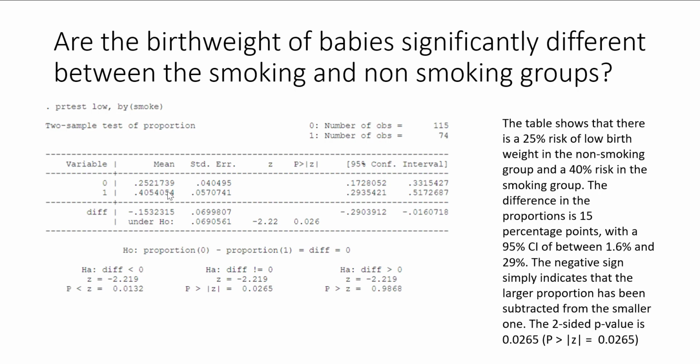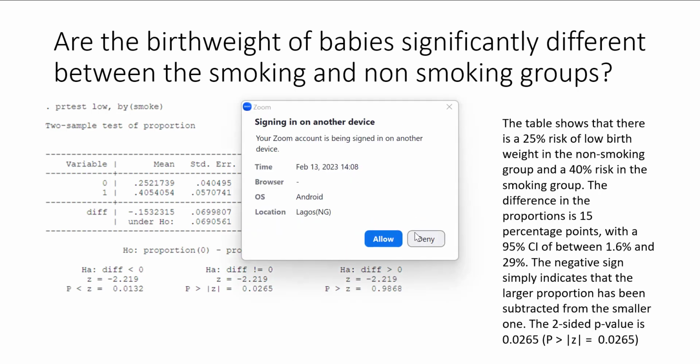The mean difference, the difference between the average of this and this, cannot be zero, because if the mean difference is zero, then that means that there is no difference in birth weight between the two groups. So if this confidence interval contains zero, then that means it is not significant, because the mean will lie somewhere within the confidence interval, within this range.